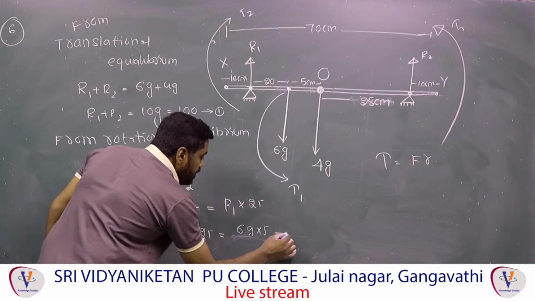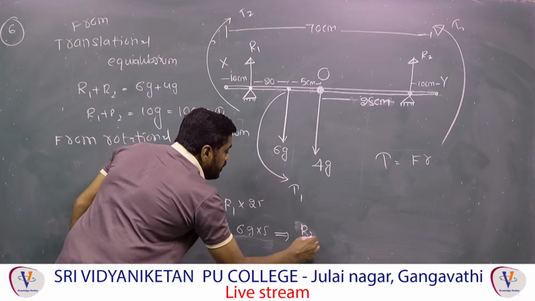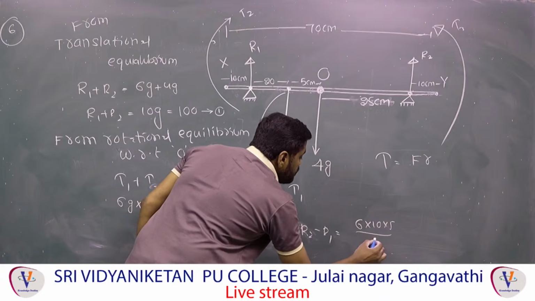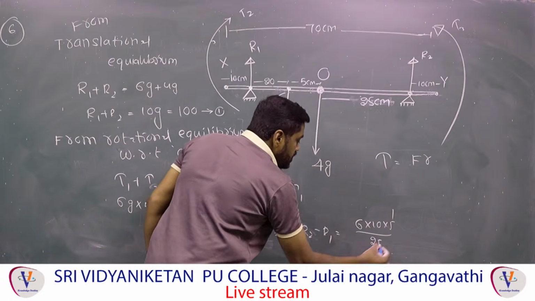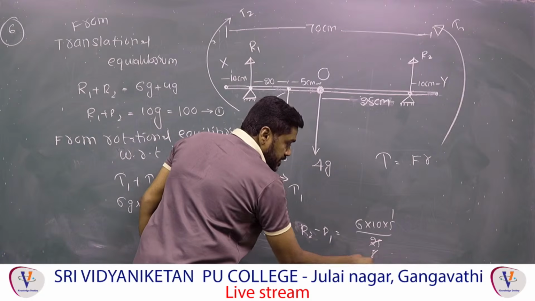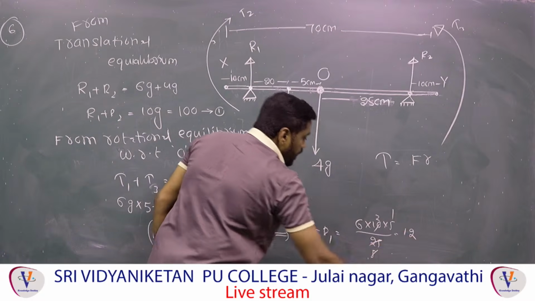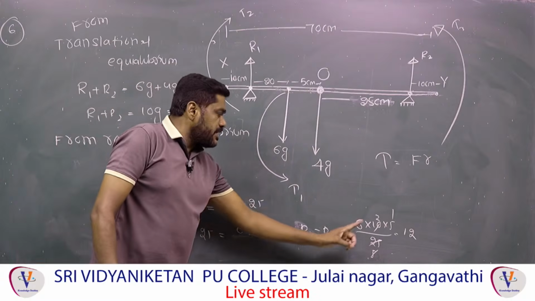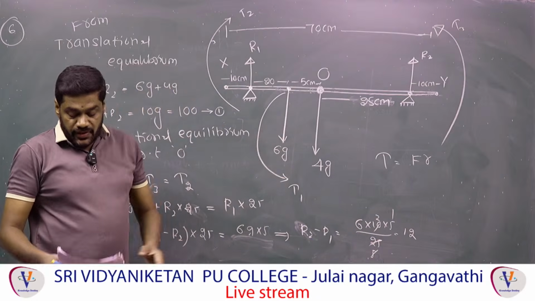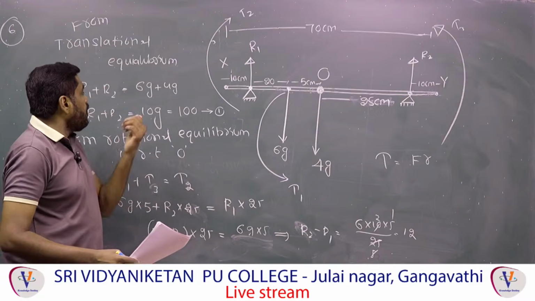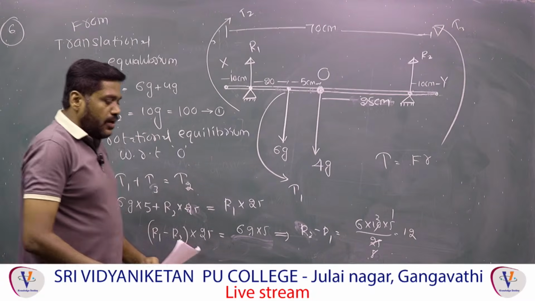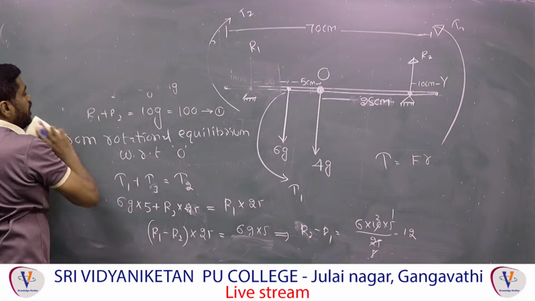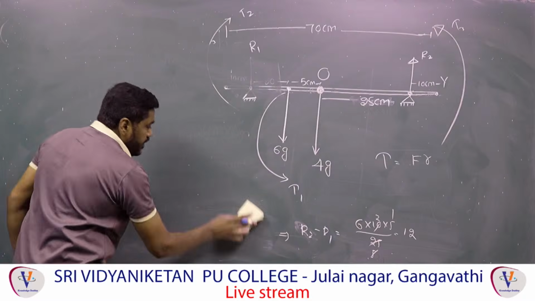After completion of that, R2 minus R1 is equal to 6 into 10 into 5 by 25 you can take. Therefore, 5 5s are 25, 5 2s are 10, so it is equal to 12. So here we got R1 plus R2 is equal to 100, and R2 minus R1 is equal to 12. If you substitute the equations, you can get the answer. Solve them by solving equation 1 and 2, you will get R1 and R2 also. Reaction at the first, reaction at the second.